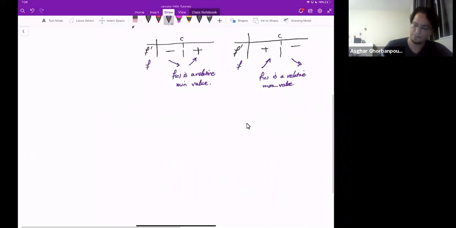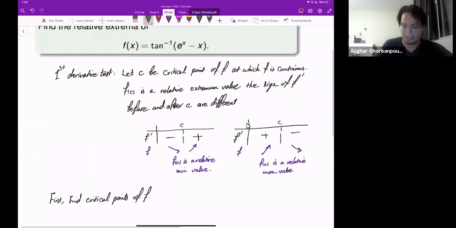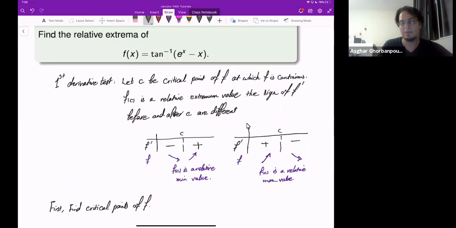Okay, so let's start with this. So first, find critical points. Well, we first look at f. f is tan inverse of a function. Tan inverse is differentiable everywhere, first of all. It is defined on the whole real line. So it means that tan inverse is nice. Tan inverse of e to the power x minus x is differentiable everywhere, and it is defined everywhere.